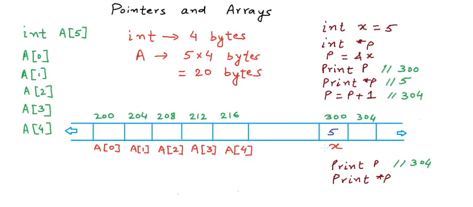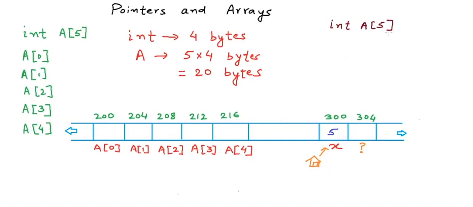It's like we know that Mr. X lives at address 300, but we do not know who his neighbor is who lives at address 304. But for this integer array A, let us say I'm writing the same integer array on the right here, which is located at address 200.